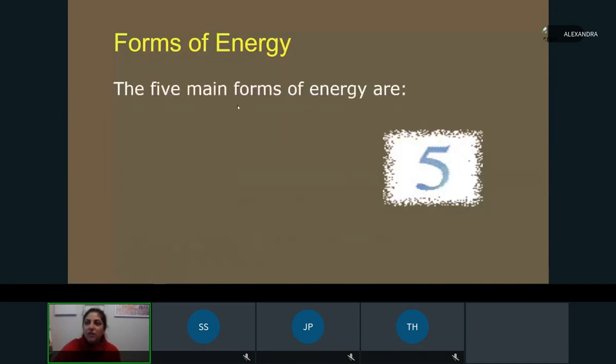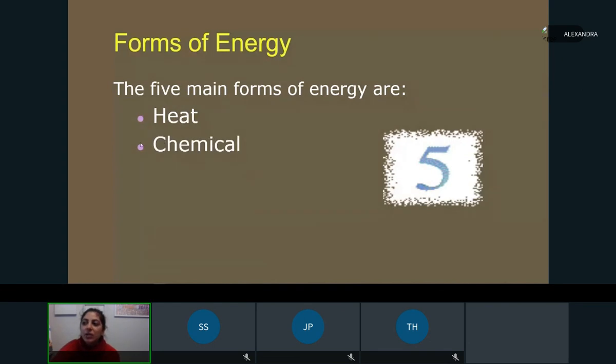So we've got a couple different forms, and we've got 5 main forms of energy, and they are heat. Okay, so whenever you're feeling heat, whenever you are absorbing infrared light from the sun, if you're touching something that's hot, if you feel it in the air, those are all forms of energy. And we often lose a lot of energy as a byproduct to heat. So thinking about friction, right?